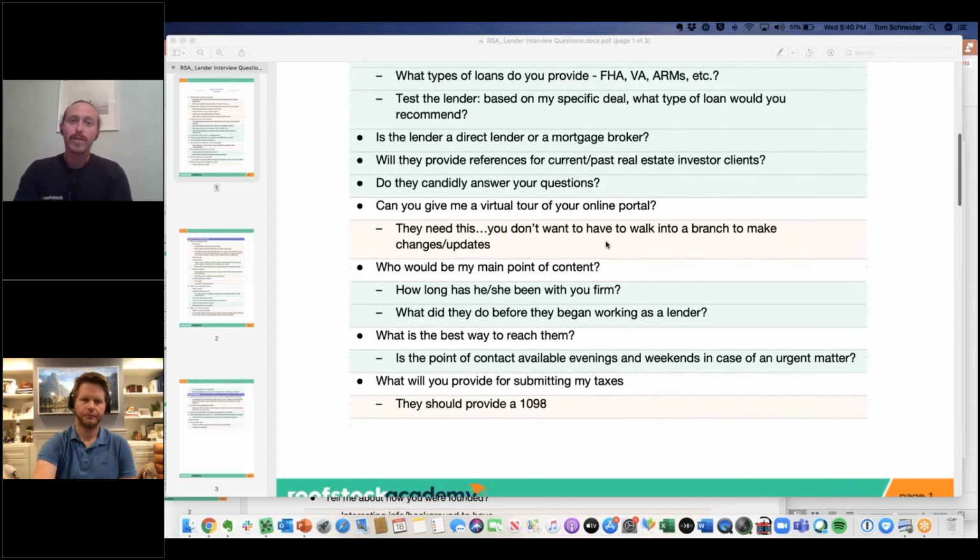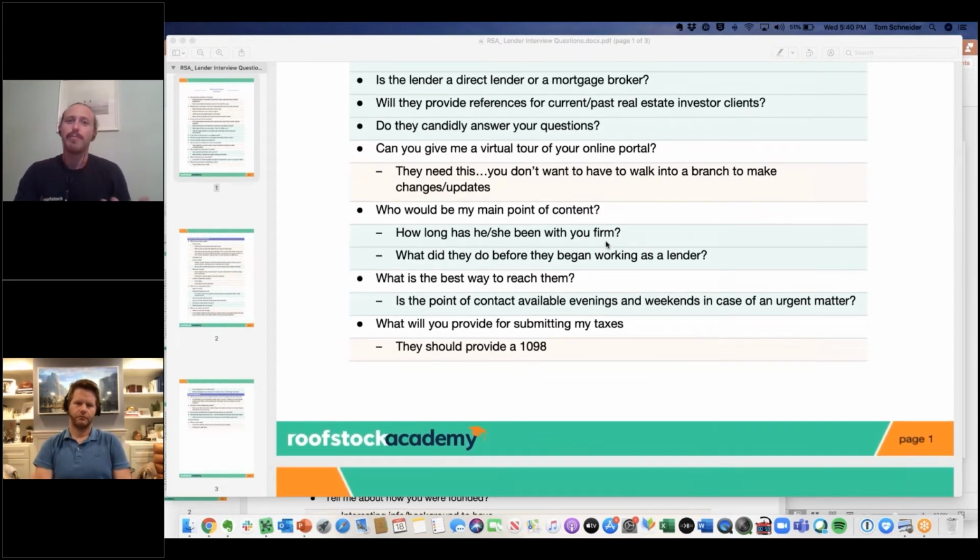Asking about who the main point of contact would be. The person you're speaking with might be an outside salesperson, might not be the person that you're going to end up working with. So getting to the person who you're going to be working with and making sure that relationship is going to work for you, I think is really important too.